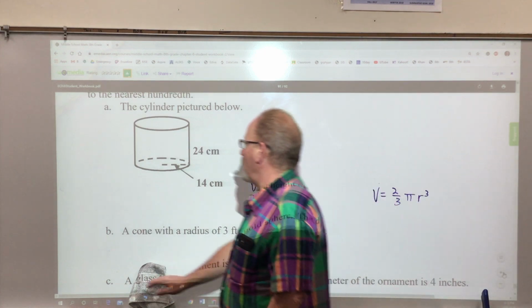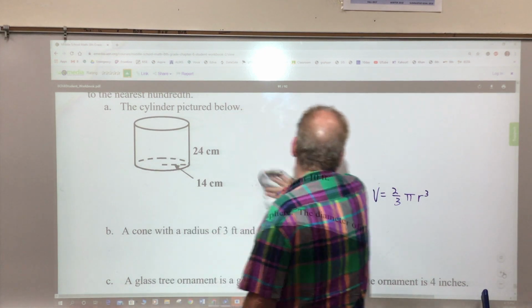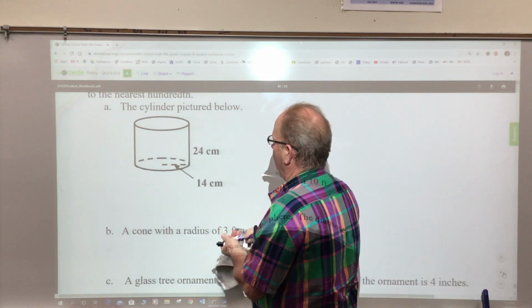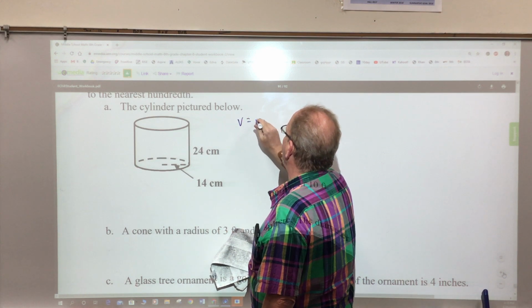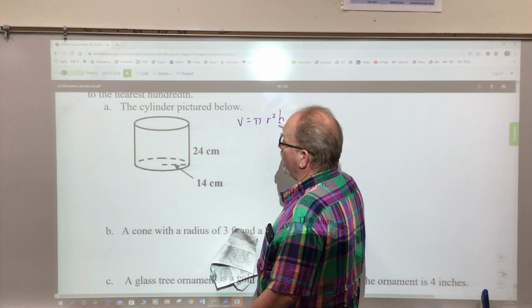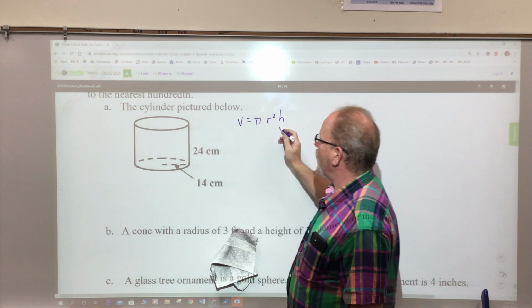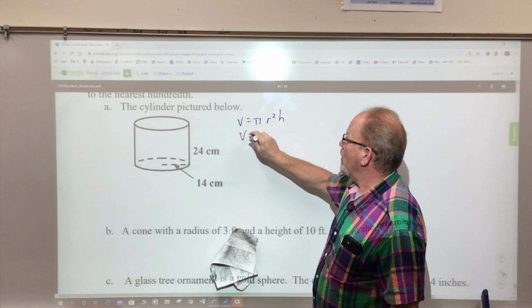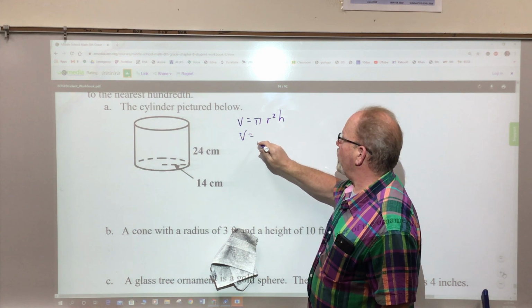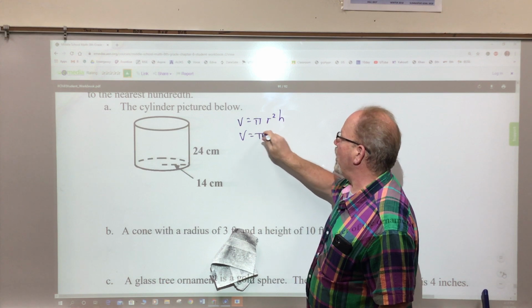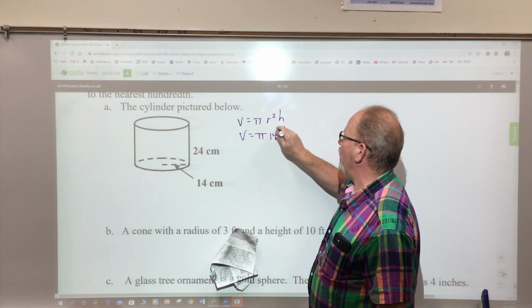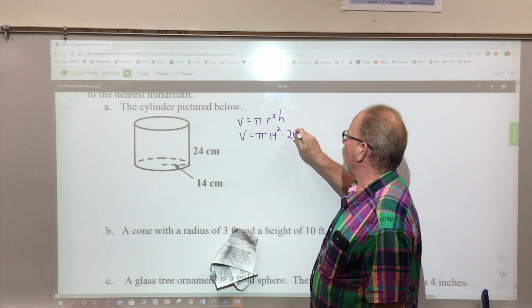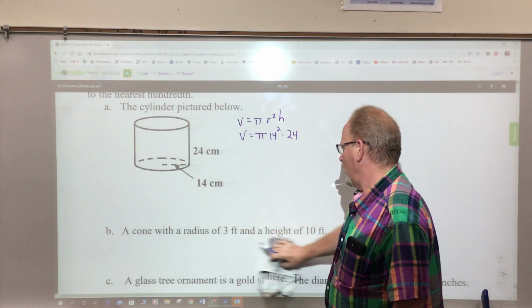Okay, here's a cylinder. So I write my formula. Volume equals pi r squared h. How do I know that? Because I've been writing it over and over for a lot of years. Practice makes permanent. So volume equals pi times 14 squared times 24. Put it in your calculator.